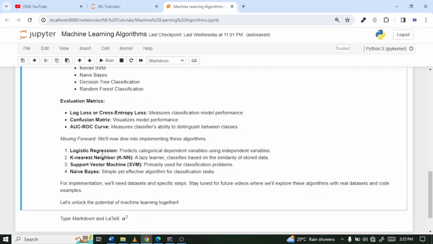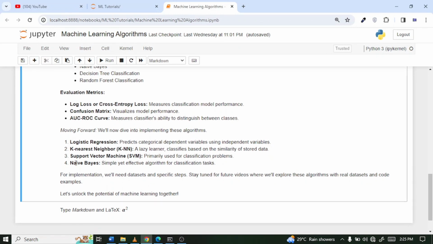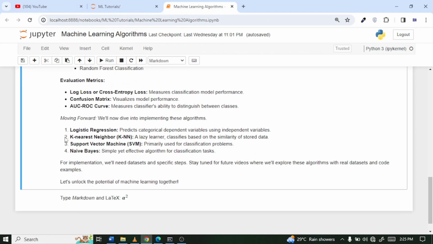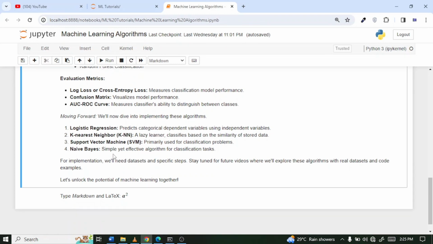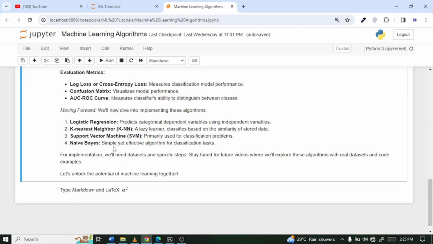And the first one we are going to implement is logistic regression. Okay, so we are going to predict a categorical dependent variable using independent variables. Okay, so the independent variables are features and our output, which is the label, is the dependent variable. Okay, and we also have k nearest neighbor, which is a lazy classifier. We are also going to implement our model with that. We're also going to implement a support vector machine model. We use that one to also solve classification problems. And naive Bayes, which is simple but effective. So we are going to implement all these algorithms in our coming videos.